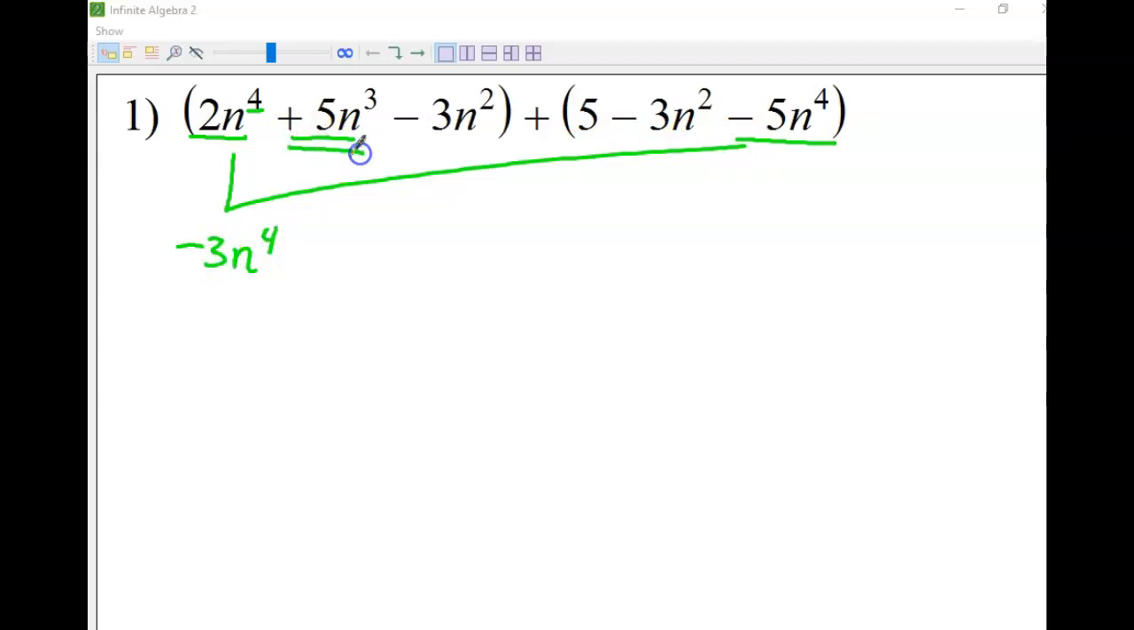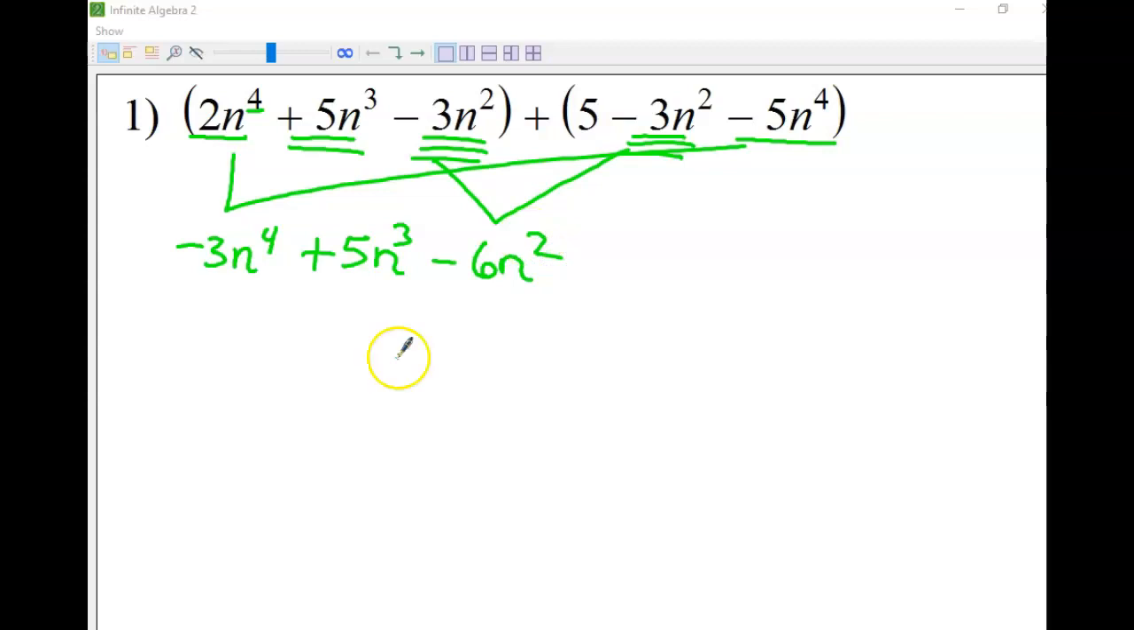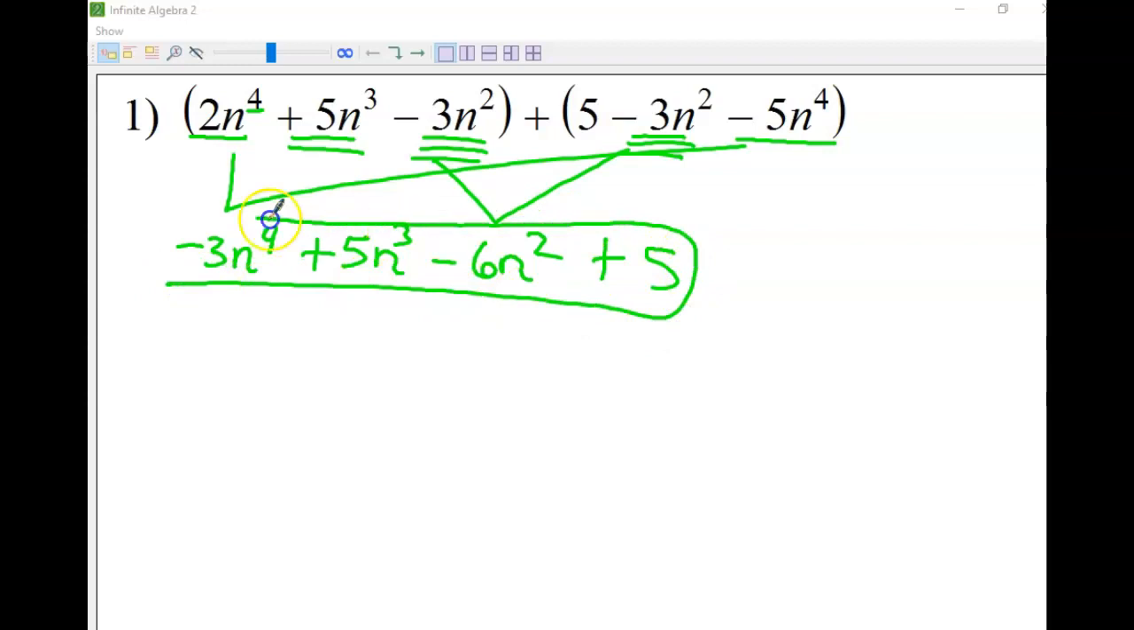The 5n cubed, does that get combined with anything? No. So we're just going to bring that one down as is. This one, are there any squares up there? N squareds? Yeah, there is, right here. So these two can come together. A negative 3 combined with a negative 3 makes a negative 6n squared. And then finally we have the plus 5, which doesn't have anything to combine with either. So that's how you combine like terms and add polynomials. Questions? Is that all? That's it.